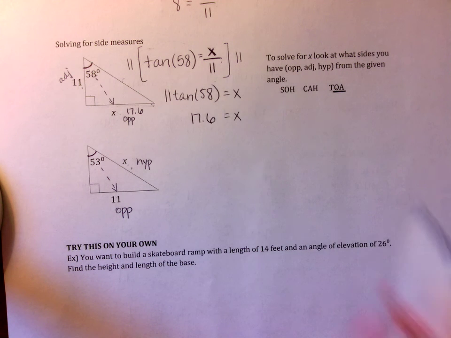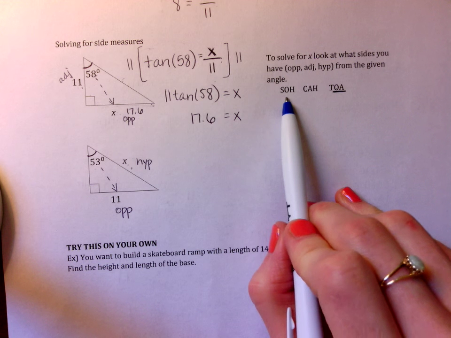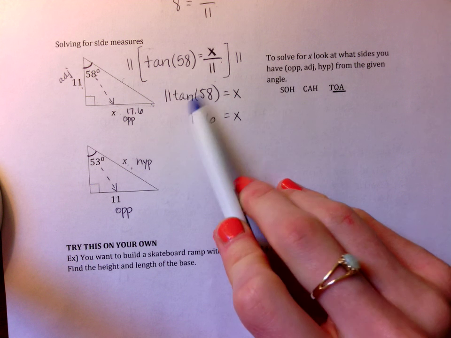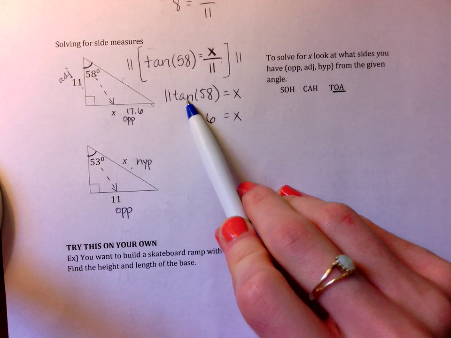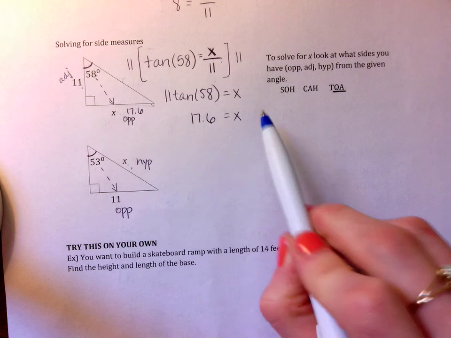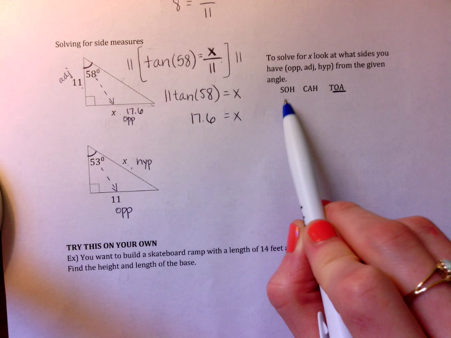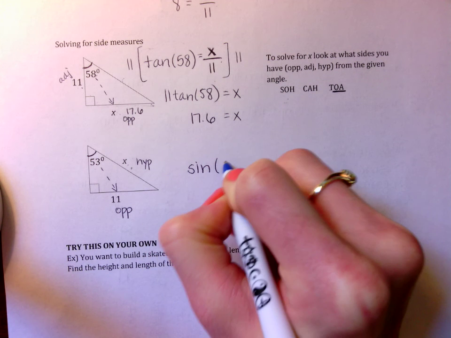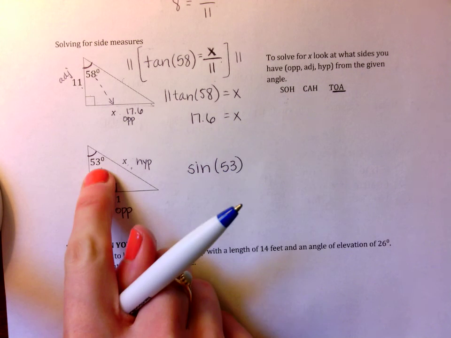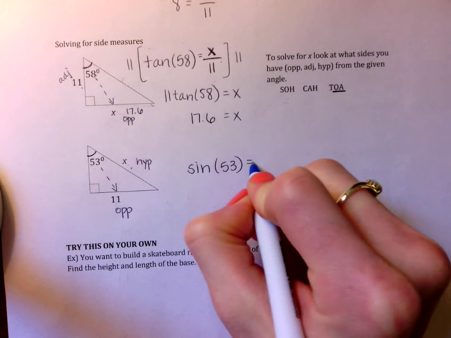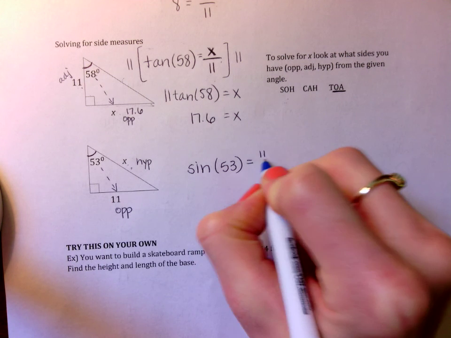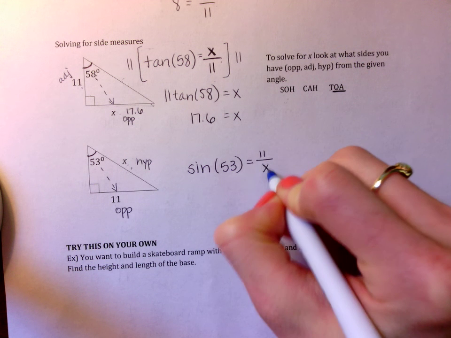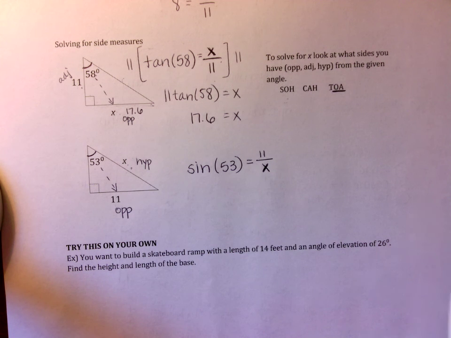Which of the trig ratios has to do with opposite and hypotenuse? That is sine. So instead of using tangent, because up here we were working with different labels, we want to pick sine this time because we have opposite and hypotenuse. So I'm going to say sine of the angle, sine of 53, the angle, and sine is always opposite, 11 over a hypotenuse, x.